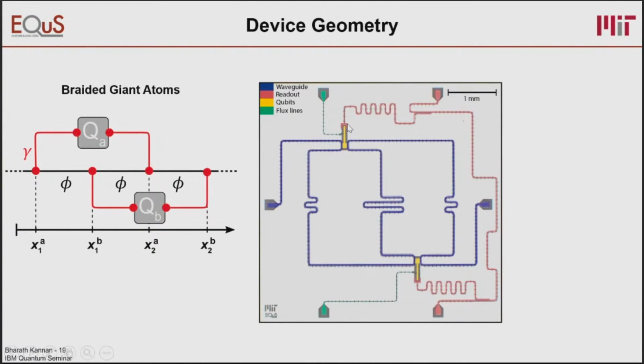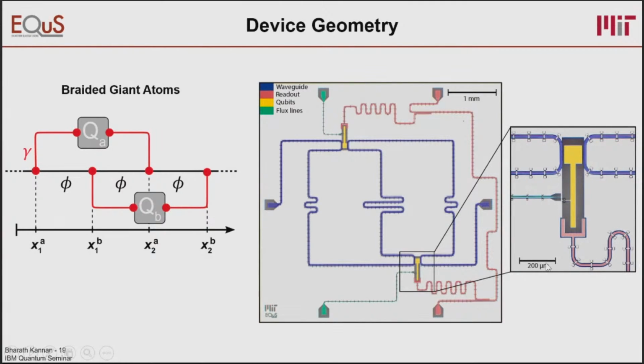You can see the transmon qubits, which are highlighted in yellow, along with the central waveguide, which is in blue, and you can see it meander back and forth between the 2 qubits in this braided configuration. We also have these flux lines that go to each qubit for independent frequency control. And then we also couple our transmons to cavities in the readout line, standard dispersive readout.